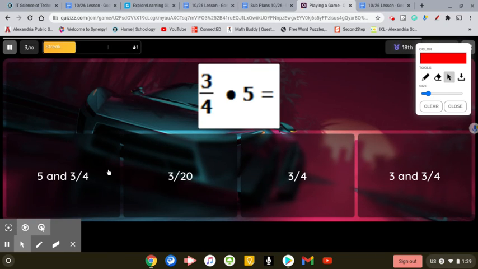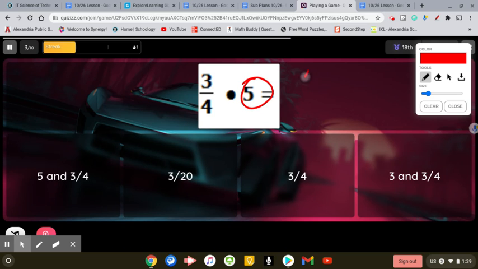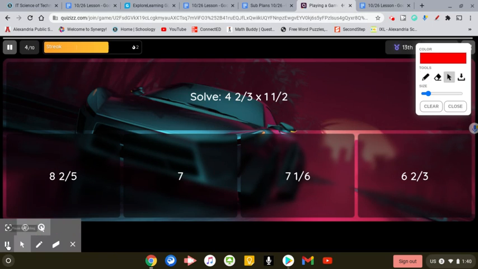On this next one, what I see is, first off, this dot means to multiply. Anytime you see a dot, it means to multiply. And then 5 is really the same thing as 5/1. So keep that in mind as you're going through your quiz.